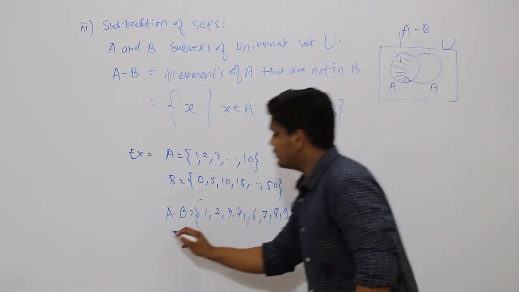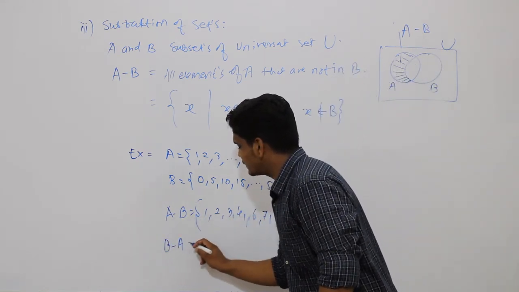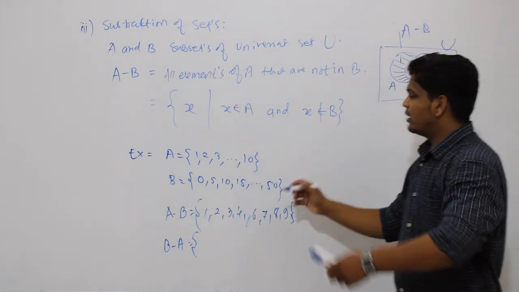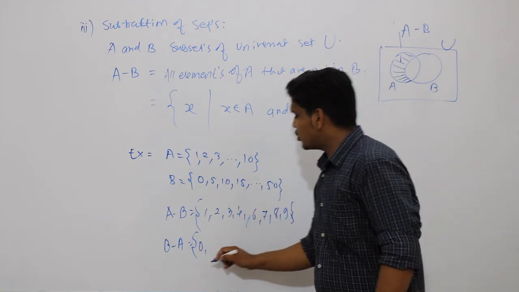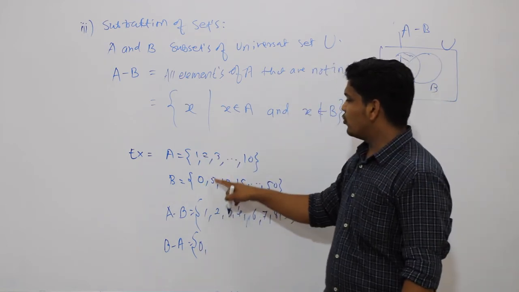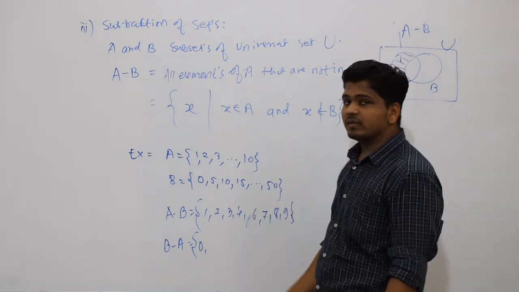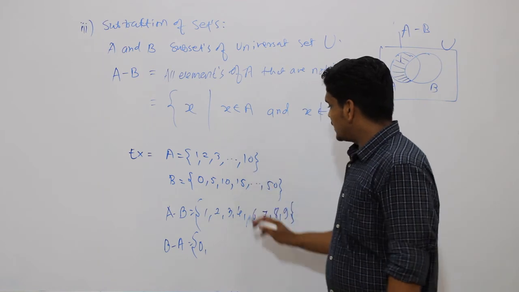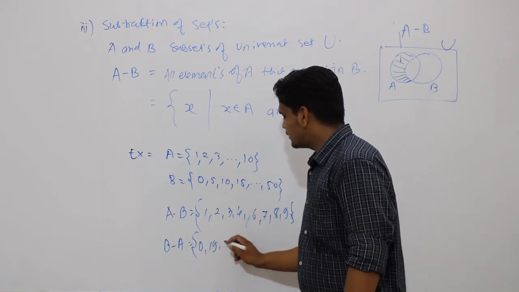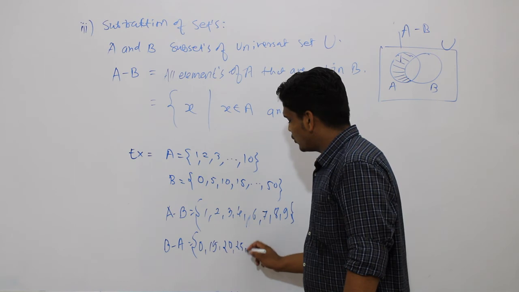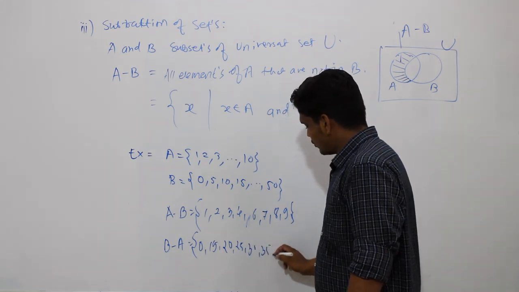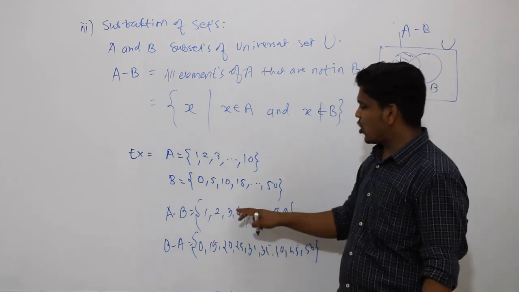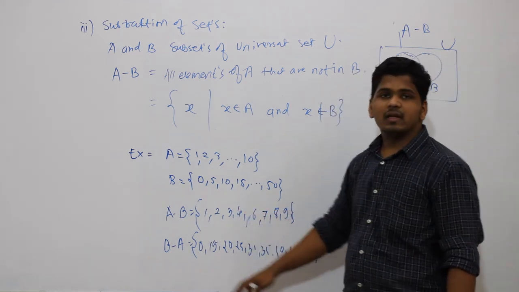Now check what my B minus A is. B minus A means what will I take? I will take elements of B that are not in A. Means I will take 0 since 0 is not in A. Now what about 5? 5 is there in A, therefore I will not consider 5. What about 10? 10 is there in A, therefore I will not consider 10. Now the next element is 15. 15 is not in A, therefore I will consider it here. 20, 25, 30, 35, 40, 45 and 50. Okay, these are elements that are not in A, therefore I have considered this as B minus A.